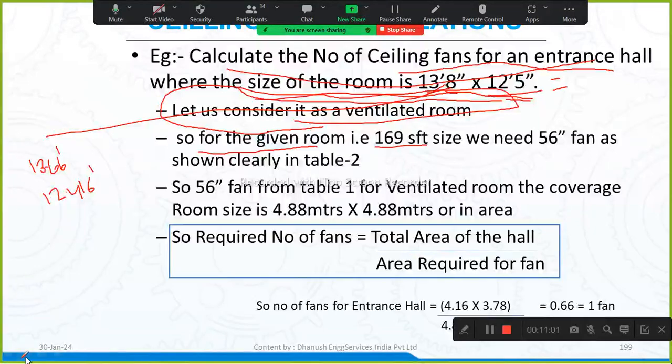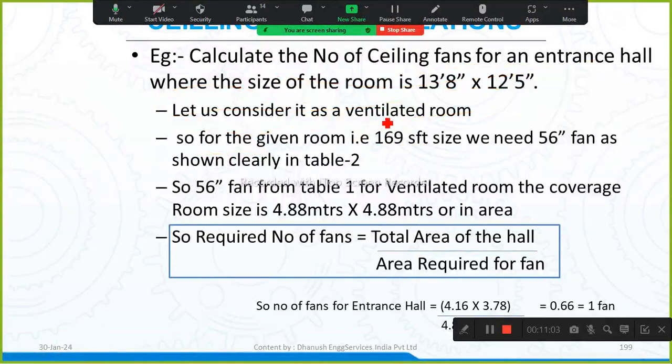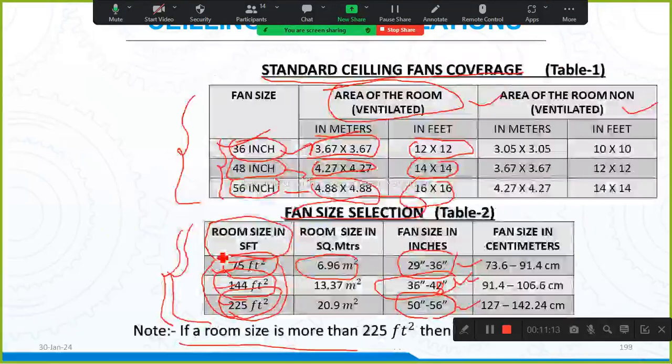So now I converted that from feet and inches, and I calculated the area of the room. Now we got 169 square feet. The area of this room is 169 square feet. Now from the table, for a room size of 169 square feet, which kind of fan has to be selected? My room size is more than 144. I got 169, so I need to take the range more than 144.